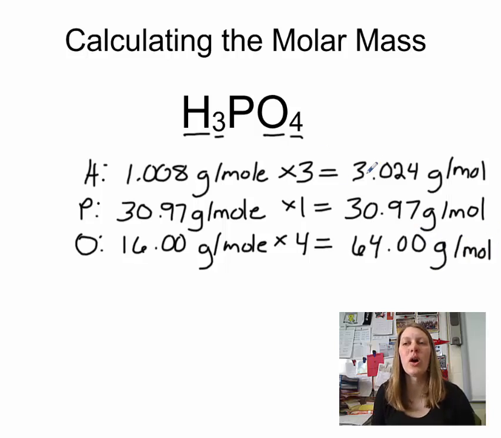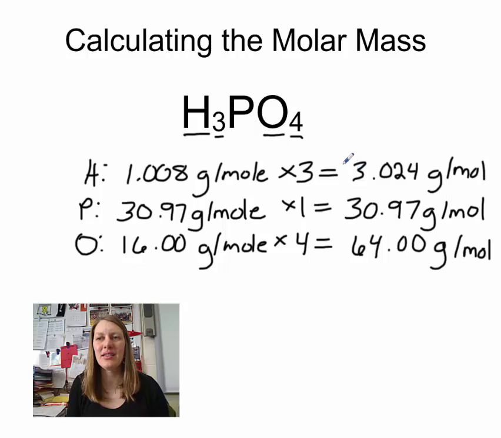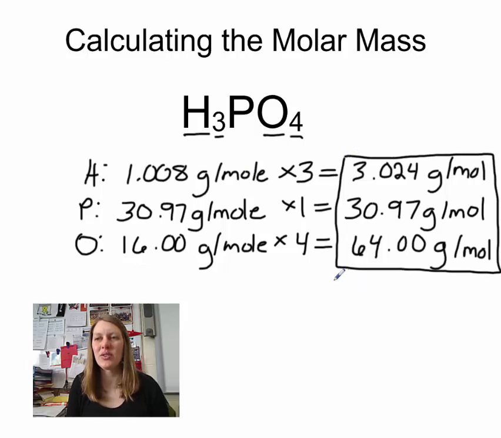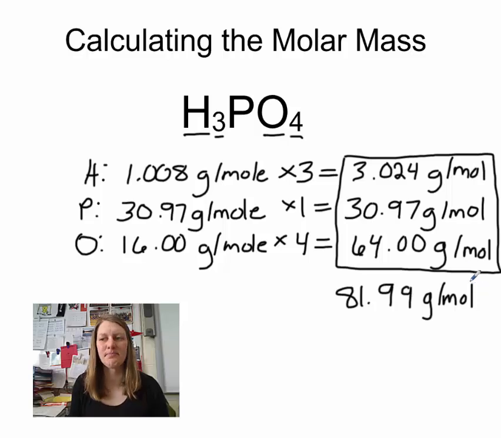So once we figured out all of the individual atoms and their elements, we can then add these totals together here. So we don't have to worry about adding each individual one up anymore. So if we add those all together, then our total that we are going to get is going to be 81.99 grams per mole for the total molar mass of our phosphoric acid.